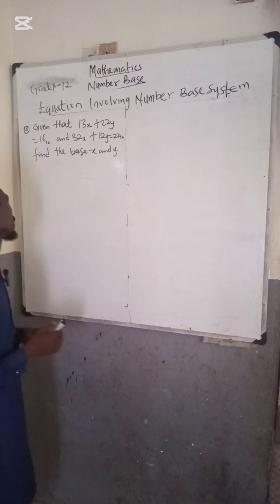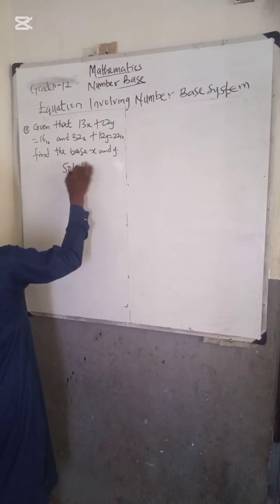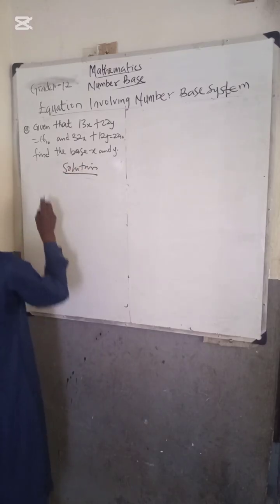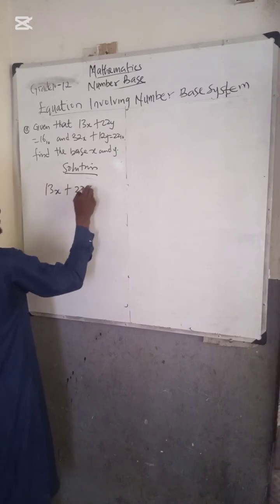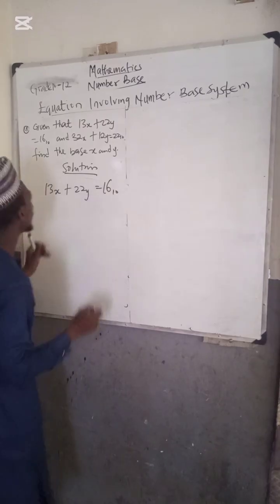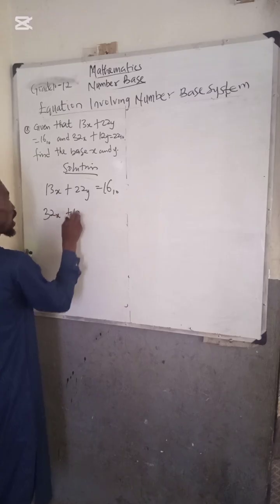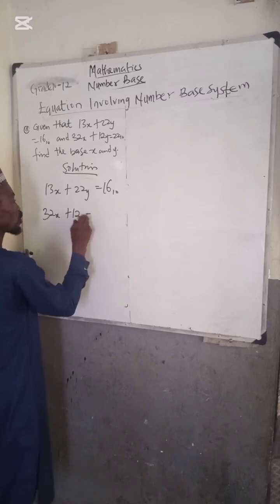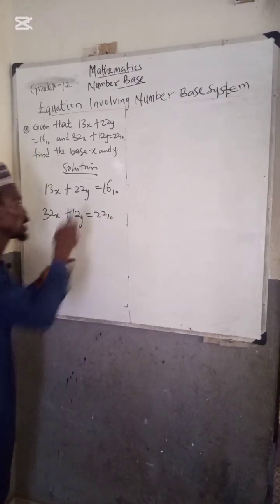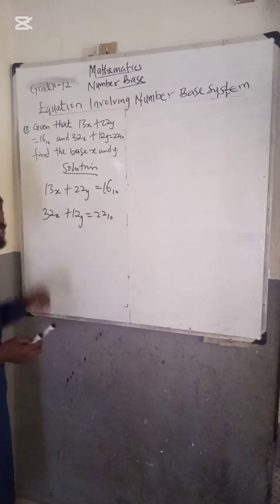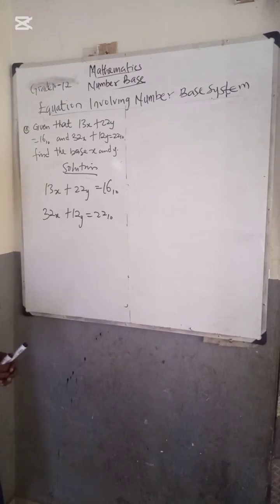Now, let's go back to the question. It says, given that 13 base x plus 2 base y is equal to 16 base 10. The second one is 2 base x plus 12 base y equals 22 base 10. If you look critically, this is already in base 10, but this one you don't know the bases. So we convert this to base 10, and we now equate it to this.